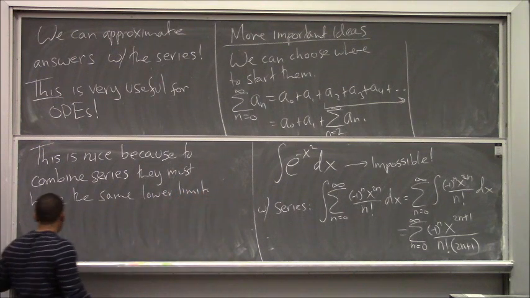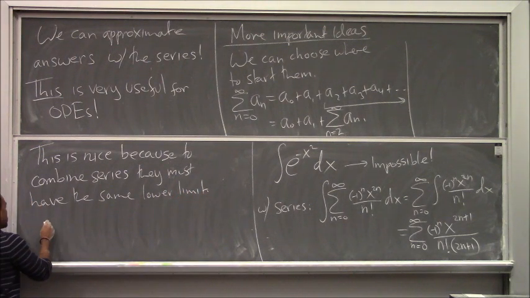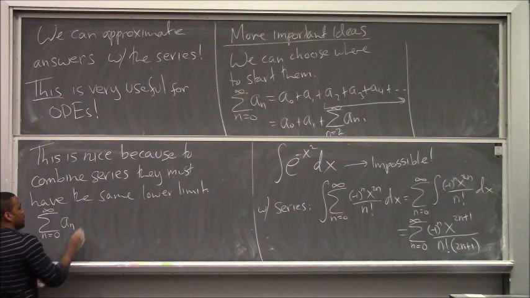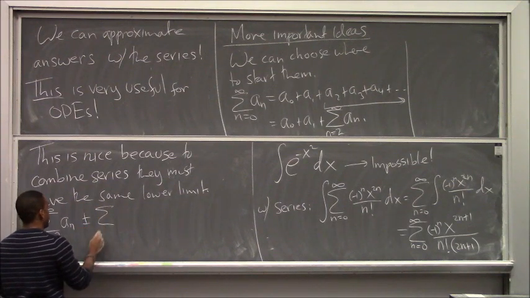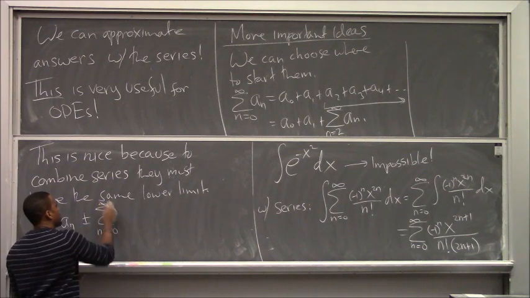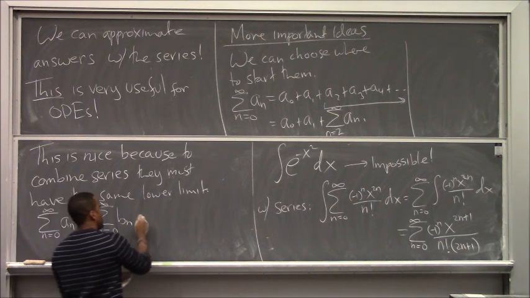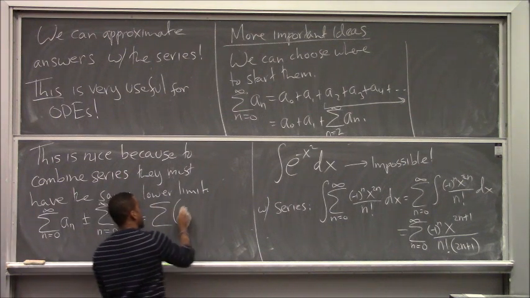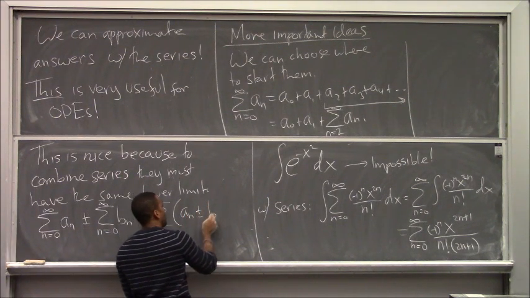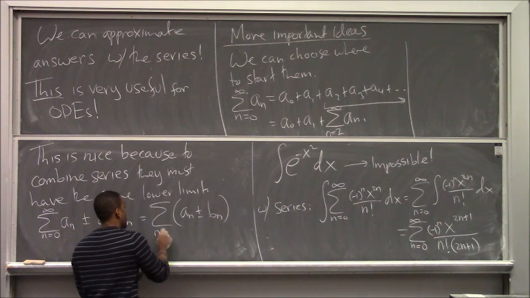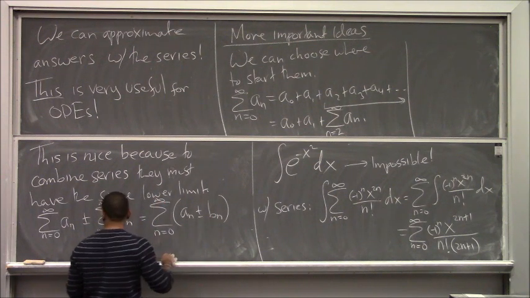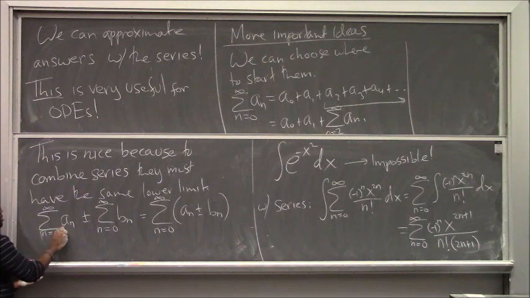Right, you need your series to be in line with where they're starting. So, for example, if I have a series of a_n starting from 0, I can add it to another series of b_n, and I can just bring those all inside one big series expression. But in order to do that, this must be the same.